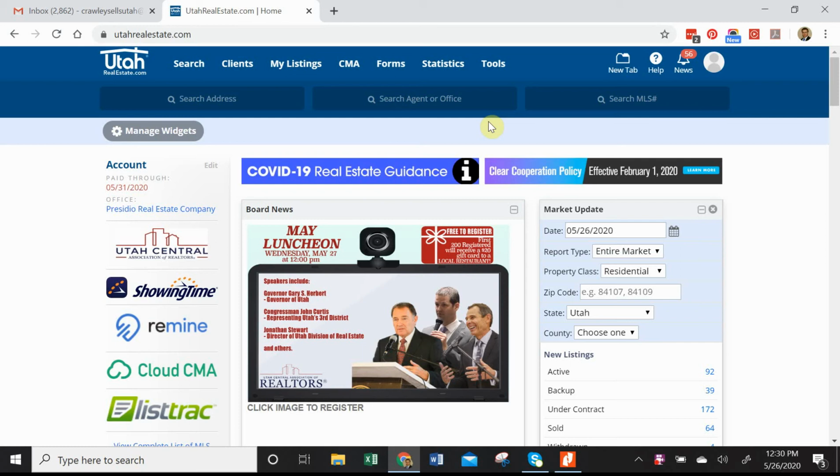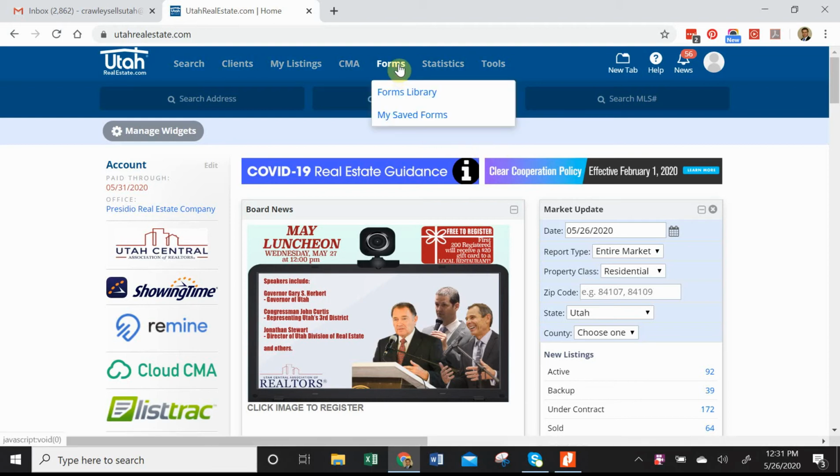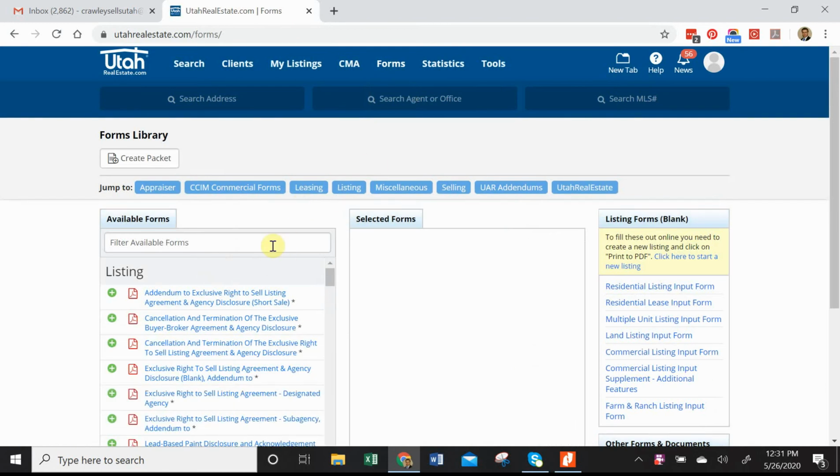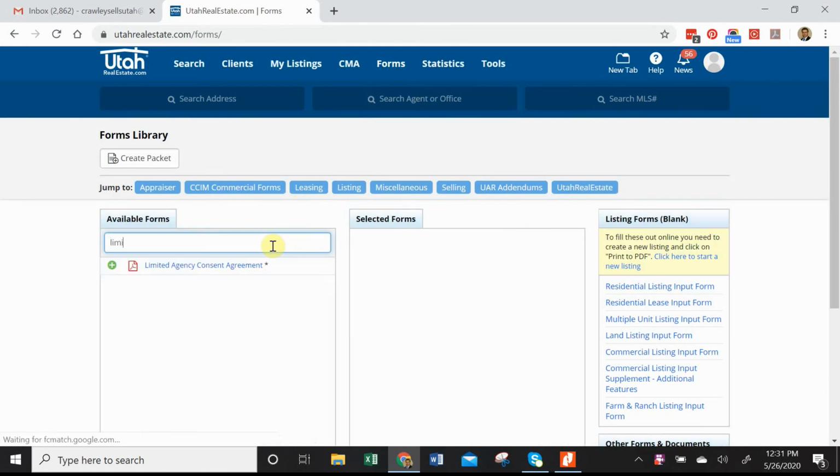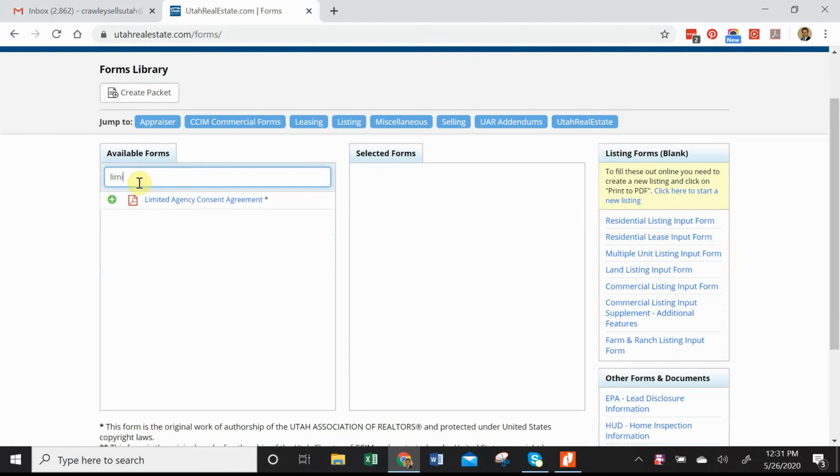All right, I'm going to explain what the limited agency consent addendum is used for, dispel a couple of myths, and show you how to fill it out. So here's what a lot of people are confused about. As I'm looking for this, all you need to do is start typing in limited agency and it will pop right up. It's the limited agency consent agreement.